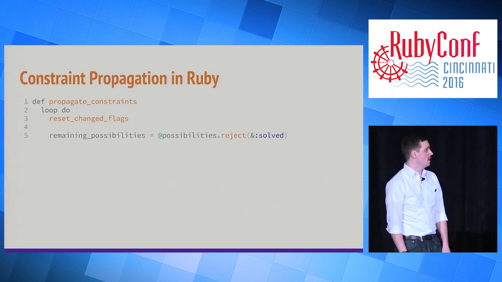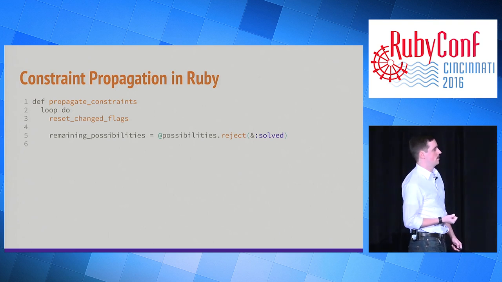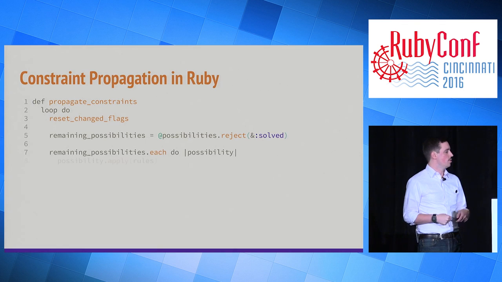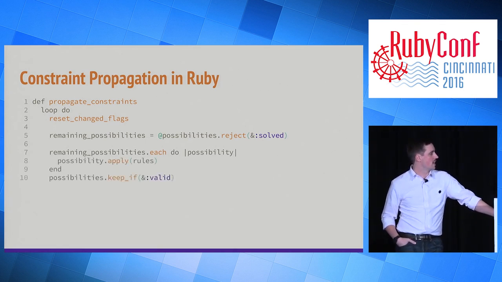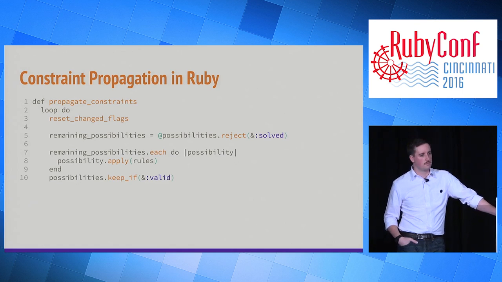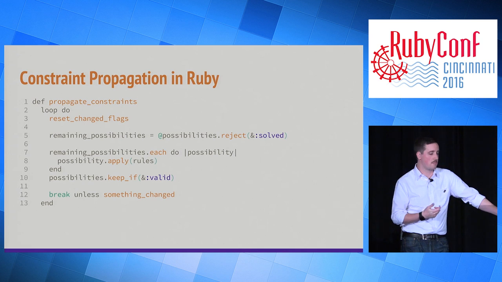But the key thing here is that we're going to take all the possibilities that we haven't solved totally yet. We're going to loop through them and apply the rules. And we're going to keep the ones that succeed, keep the ones that don't end up contradicting something. And we keep going until nothing changes anymore. And that's that. There's a few things going on in the background where the rules know how to mark changes and things, but it's a pretty intuitive approach where we're just looping through until we reach a fixed point.